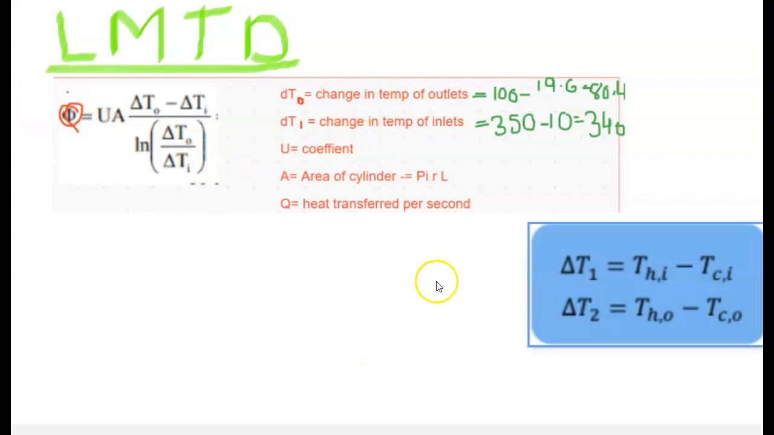Okay, now let's have a look at that one. We have the formula here. The temperature of the hot fluid at inlet minus the temperature of the cold fluid at inlet will be delta T1. The gas was going in at 350 degrees and the water was going in at 10 degrees. So that's going to be 340. It does not matter whether Kelvin or centigrade, the difference is 340.